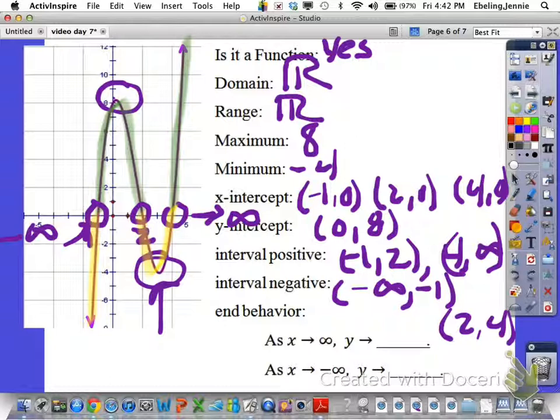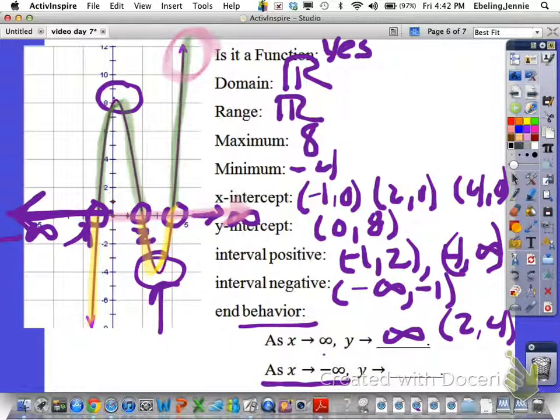My end behavior, well, as x goes to infinity, that is, as x continues to go down here to the right, where's this graph up here going? Well, it's going to positive infinity. Notice how the arrow's pointing up? So the arrow's going up, positive infinity. As x goes to negative infinity, that would be the graph as the graph continues over on this side, the left side of it. Where's the graph going? It's going down. So we say negative infinity.